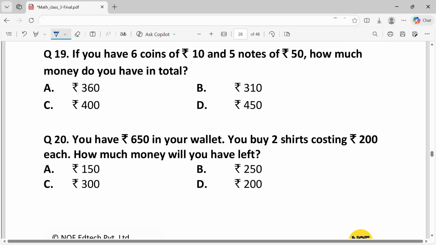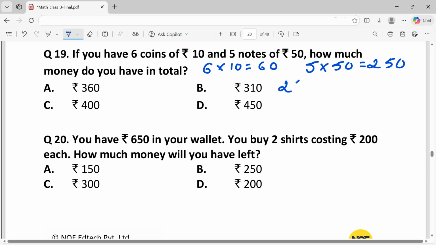Question 19. You have 6 coins of rupees 10 and 5 coins of rupees 50. How much money do you have in total? So the value of rupees 10 coins is 6 into 10, that is equal to 60, and the value of rupees 50 coins is 5 into 50, that is equal to 250. So the total amount will be 250 plus 60, that is equal to 310. That is option B, rupees 310.